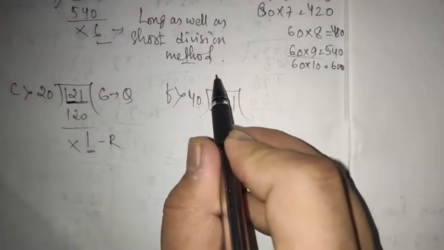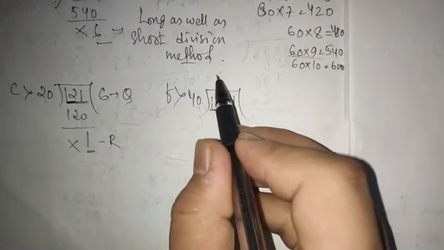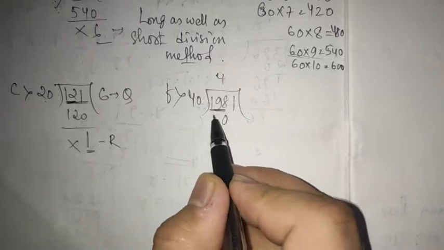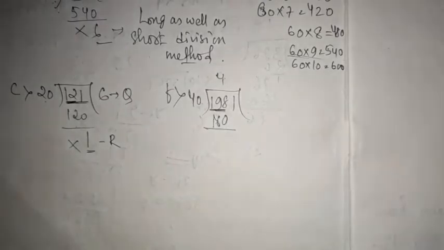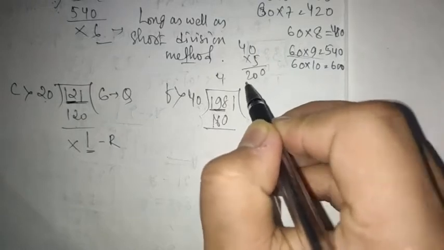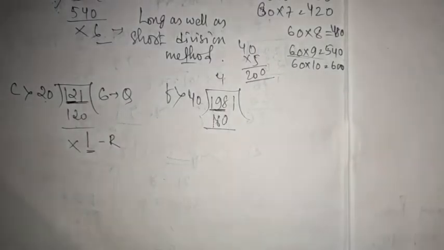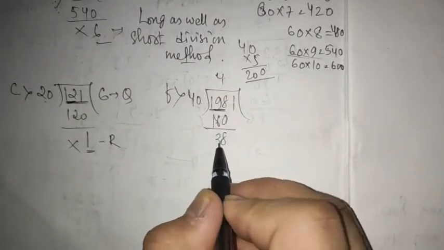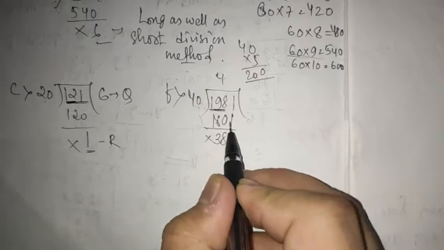So 40 times 5 is 200. Four 4s I have to consider, because 4 zeros is 0, 4 4s is 16, so put 160. If I consider 40 into 5, then it is 200. So 200 cannot be subtracted from 198, right? Because 198 is smaller than 200. So 8 minus 0 is 8, 9 minus 6 is 3. Now this 1 will be moved down.